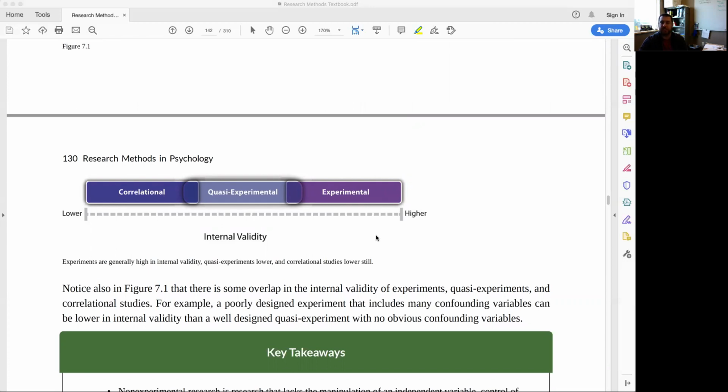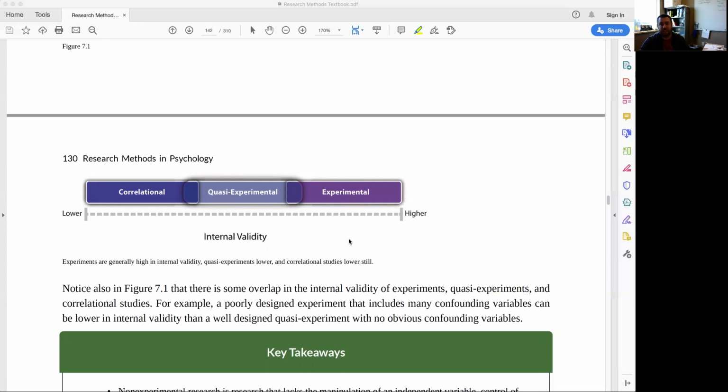So we talked about validity already in an earlier mini lecture. Internal validity, again, is just how much control do you actually have in your experiment. And you can see correlation and quasi-experiment, you're on the lower end. Experimental, you're on the higher end. Because again, with an experiment, you get to have full-on control of everything that's happening. Whereas correlation or quasi, you're losing control just by the nature of that design.